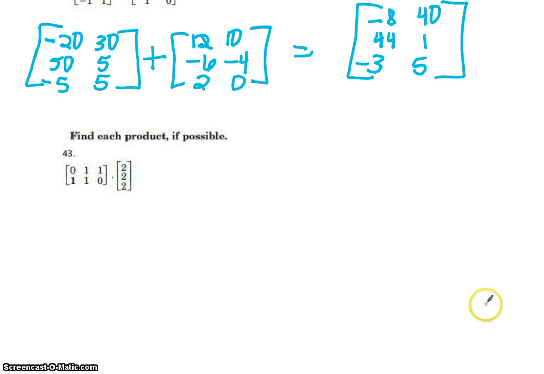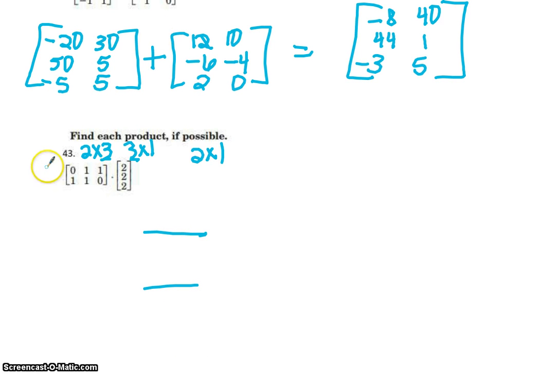43 wants you to multiply. Remember that you got to do rows by column. So 2 rows by 3 columns, and 3 rows by 1 column. So these have to be the same. They are. It works. My answer is going to be a 2 by 1. So we have 2 rows, 1 column.